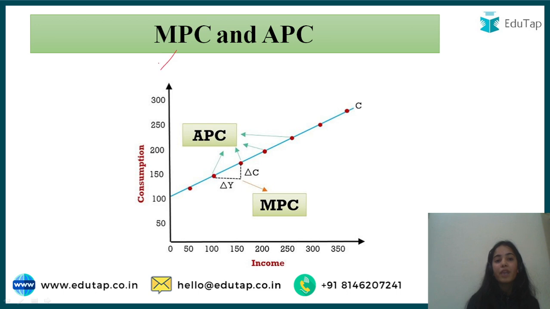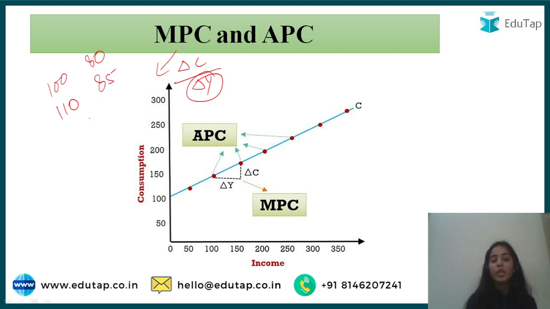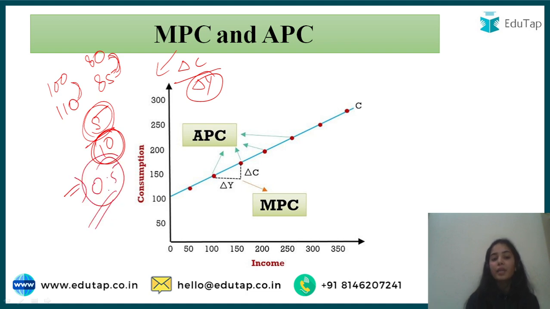See, MPC we have already seen that it is the change in the consumption that is coming from change in income. That if your income was 100 and your consumption was 80, then your income has increased to 110, your consumption has increased to 85. So this is the change in the consumption, that 5 rupees. And this is the change in the income, that due to this 10 rupees change, there is a 5 rupees change in the consumption. So that is 0.5. The MPC tells us that the change in the income has brought this much change in the consumption.